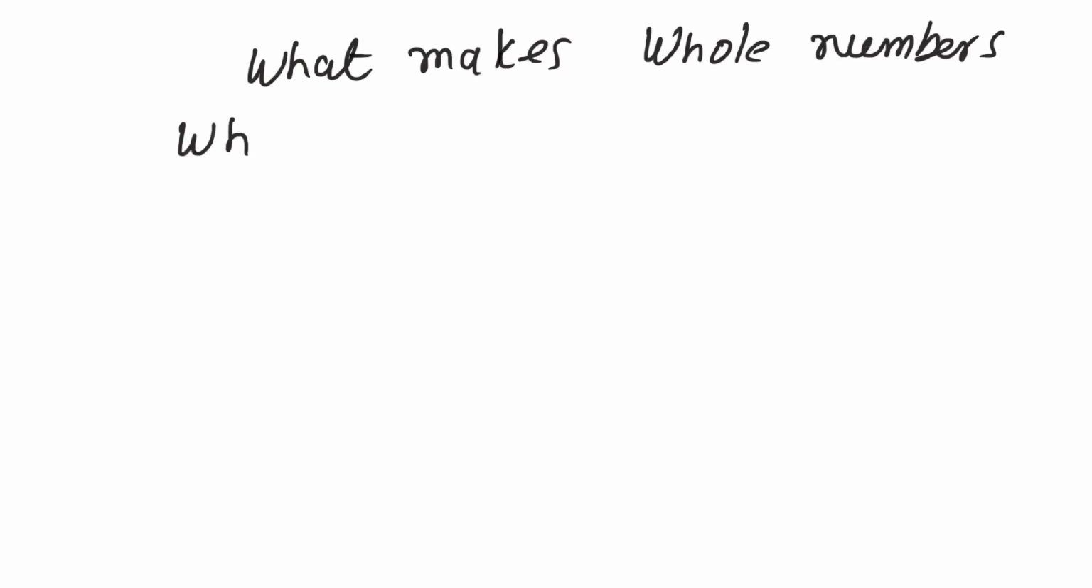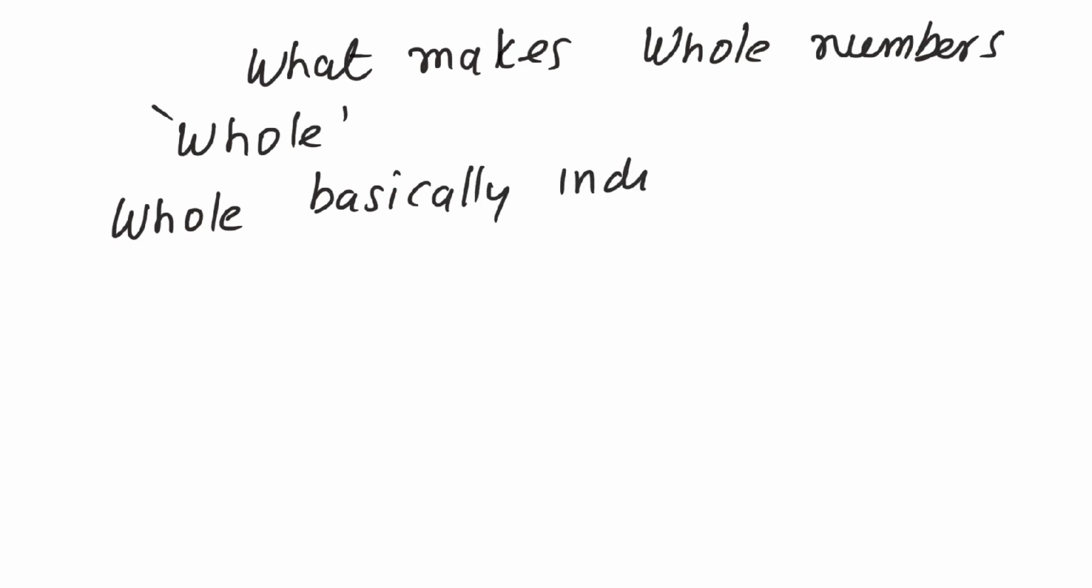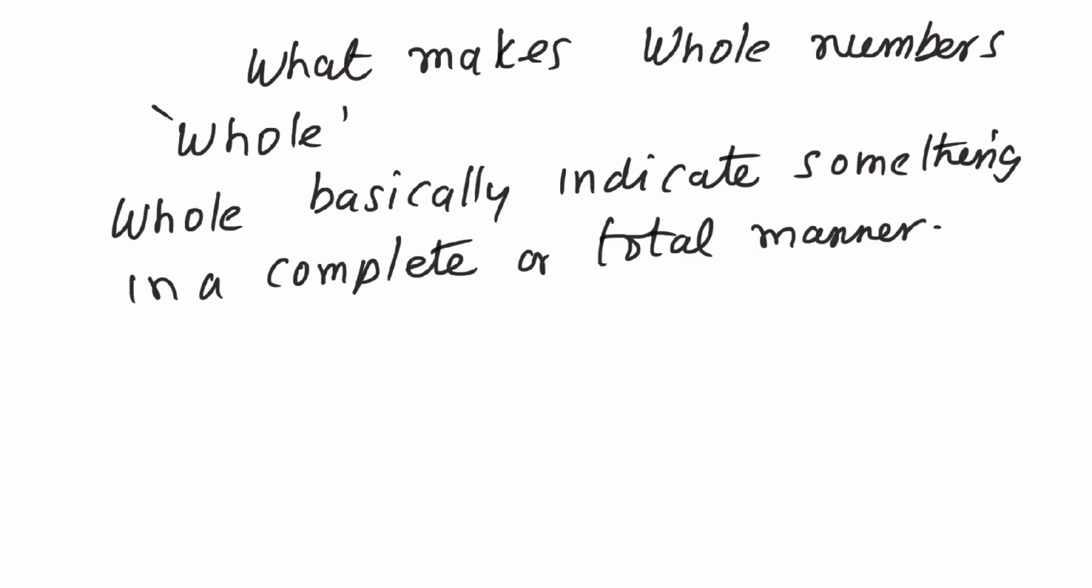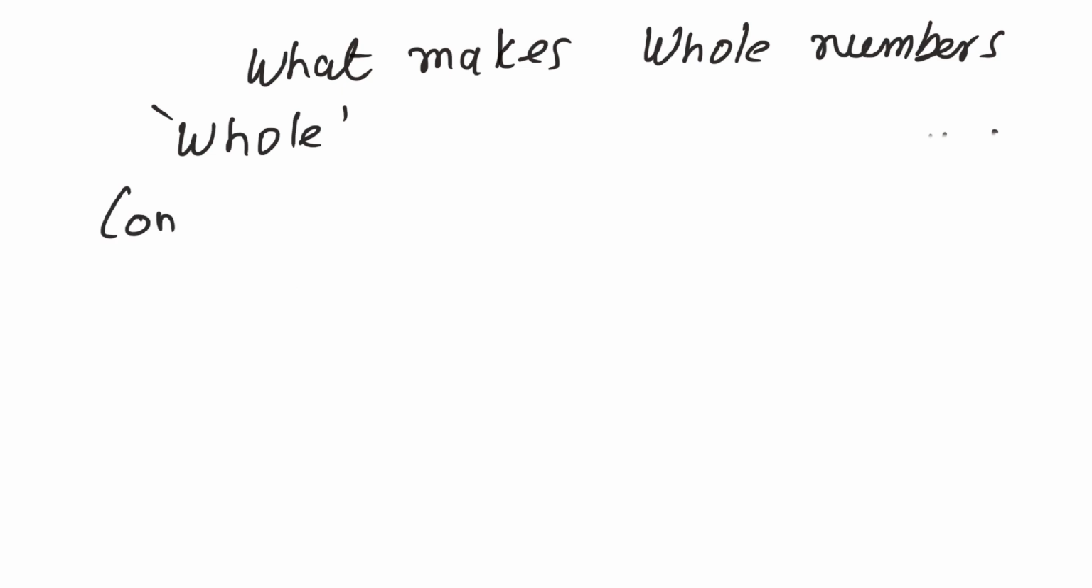So, dear students, we are continuing with the discussion which we started in the previous video and looking at what makes whole numbers whole. Whole numbers basically means that we are adding a new number to the natural numbers or counting numbers, and the meaning of whole basically indicates something which is complete or something which can stand on its own. That's the meaning of it. So looking at that aspect, let's have a deeper understanding of why whole numbers are called whole.